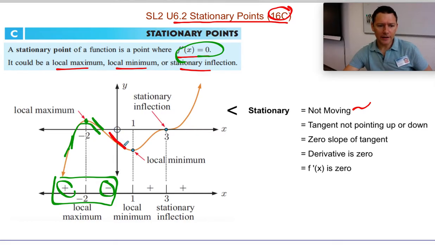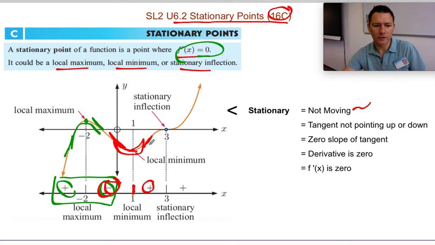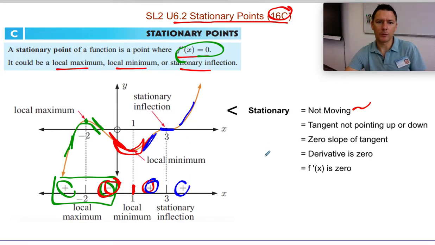Conversely, this has negative slope here, goes to a stationary point, a 0, right here, and then it goes to a positive. So negative, stationary point, positive, indicative of a local minimum. And when it doesn't change signs, when it's going uphill, positive, stationary point, and then keeps going positive, that's what we call a stationary inflection point.